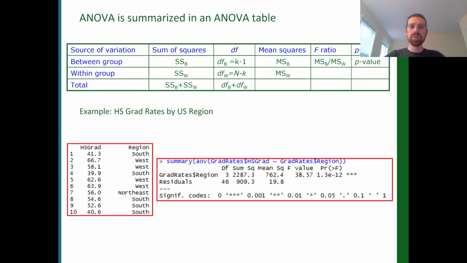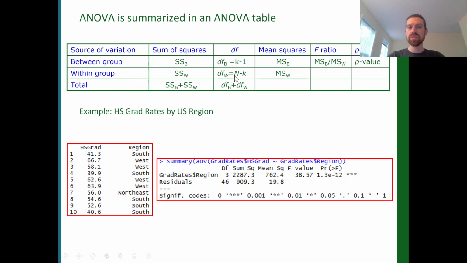So here's an example for how we can calculate the actual F statistic that we want to obtain. So for ANOVA, we need to get the sum of squares for each of the between groups and the within groups, and then the total.